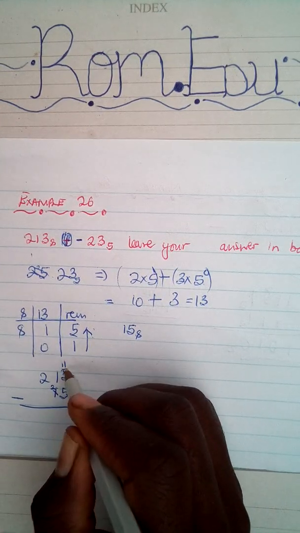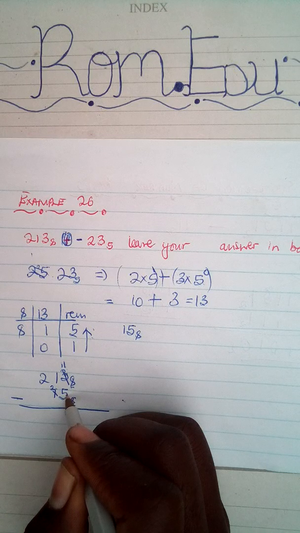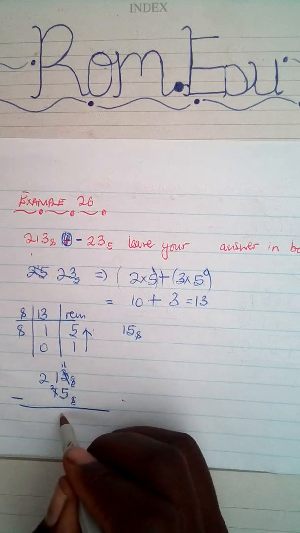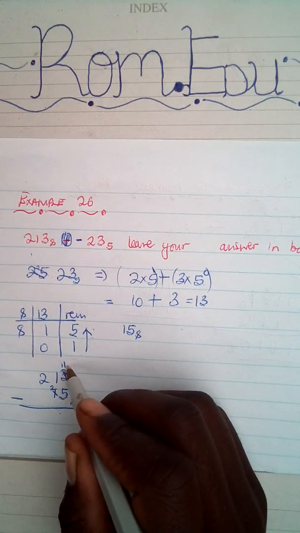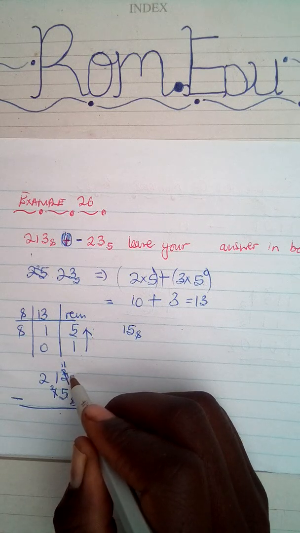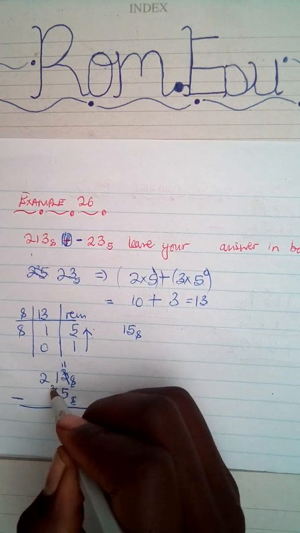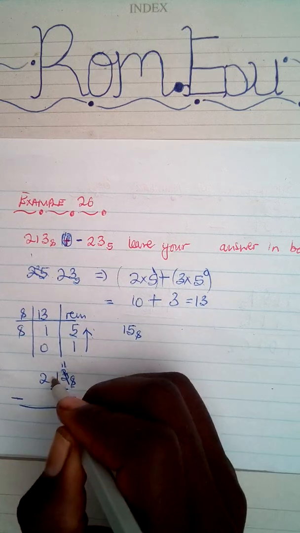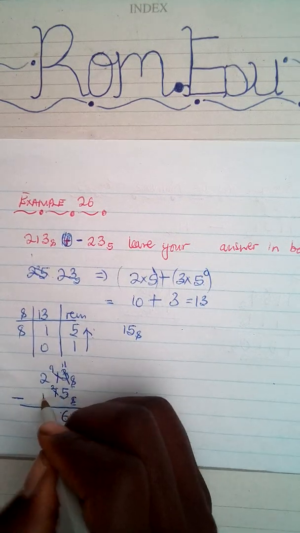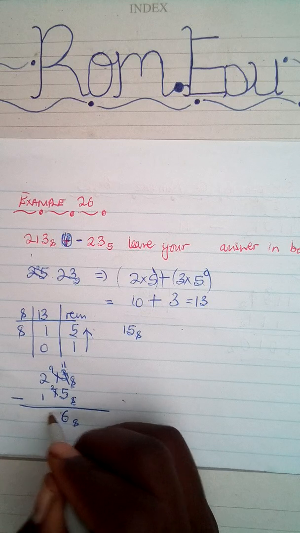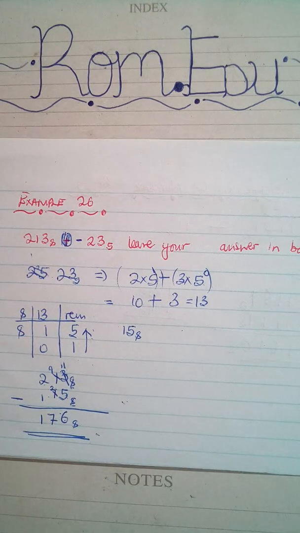11 minus 5, it's actually 6, right? 1 minus 2, it can't, so I add my base 8, I add it to 1, this becomes a 9, then I add 1 into the 1. 9 minus 2, that's a 7, then 2 minus 1, that's a 1. So there goes your solution.